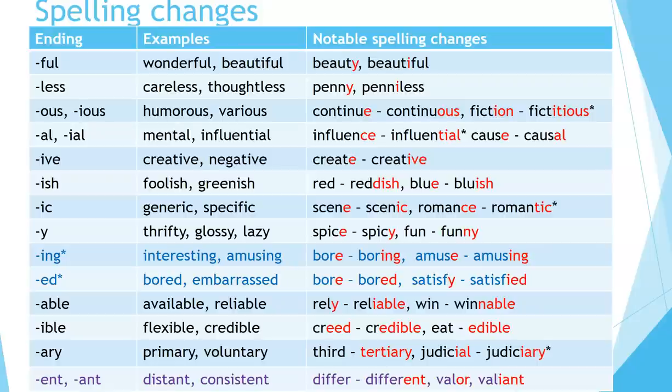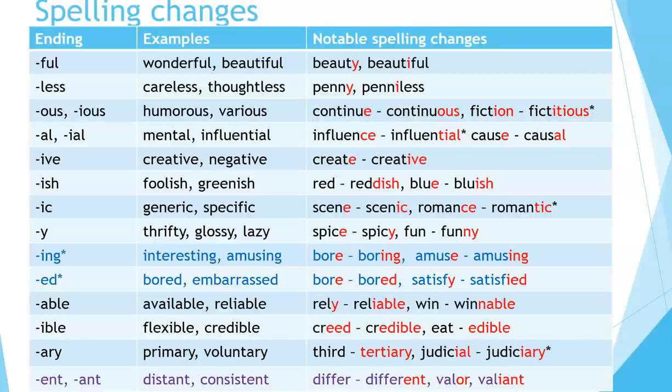With eat, there's a similar change. We change the whole word. Eat, edible. With eat, you have a long E sound. You change that to a short E sound. We change the T to a D and add I-B-L-E. Eat, edible. Next, A-R-Y. Primary, involuntary.